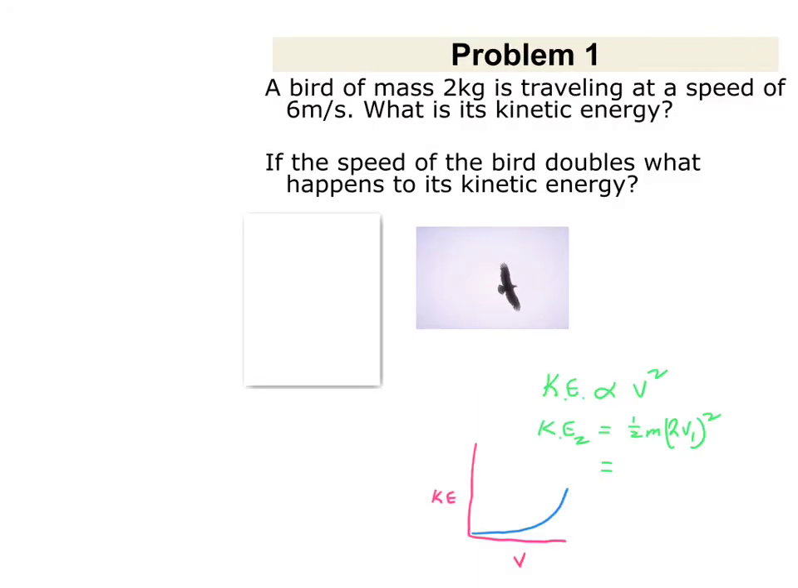Quick example of kinetic energy. A bird of mass 2 kilograms is traveling at a speed. What is its kinetic energy? If the speed of the bird doubles, what happens to the kinetic energy? Maybe you can pause the video and see if you can answer those questions, and then I will do them.